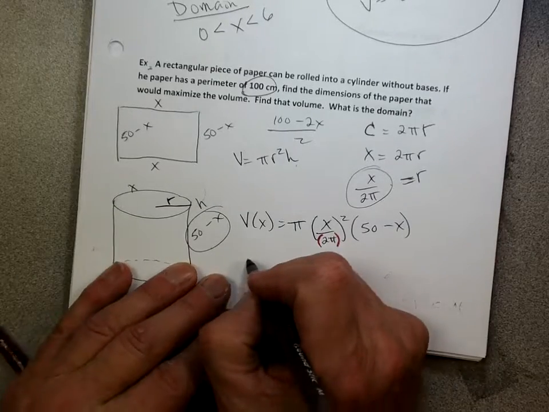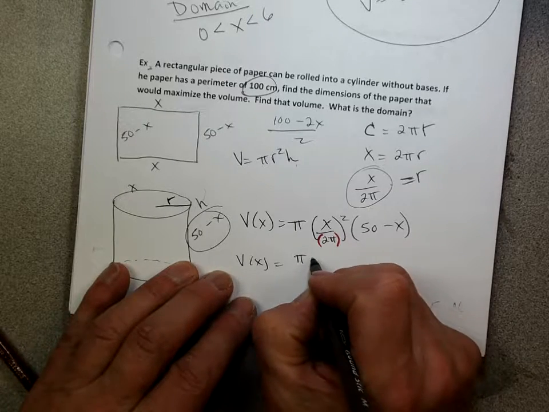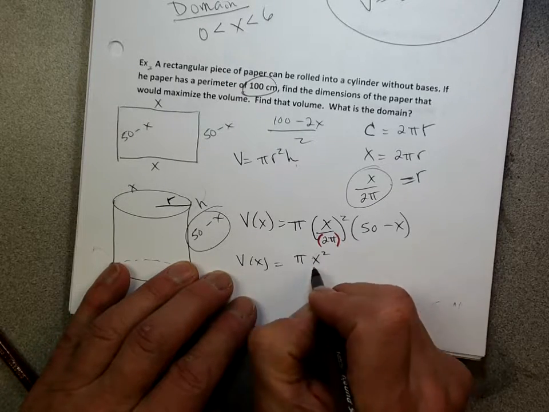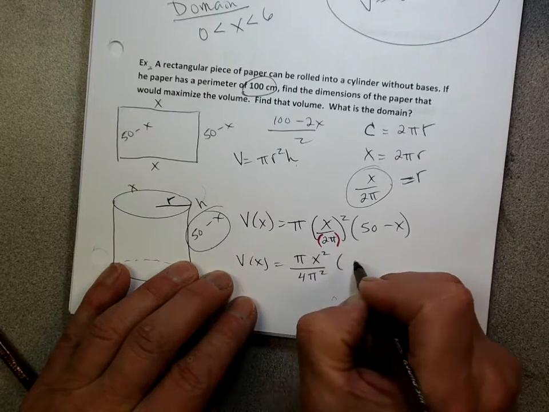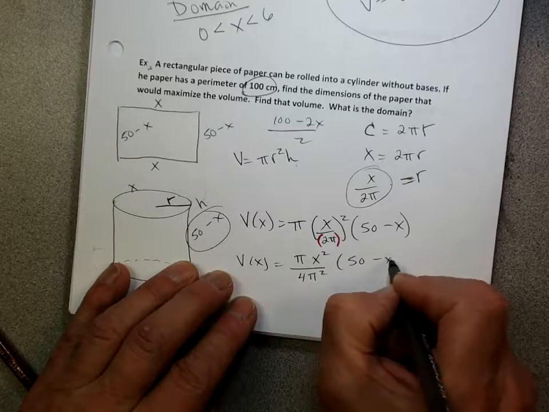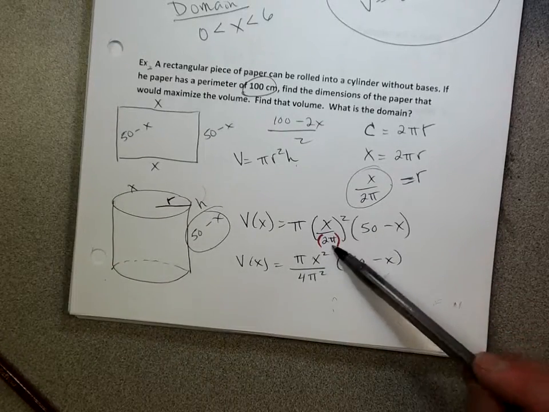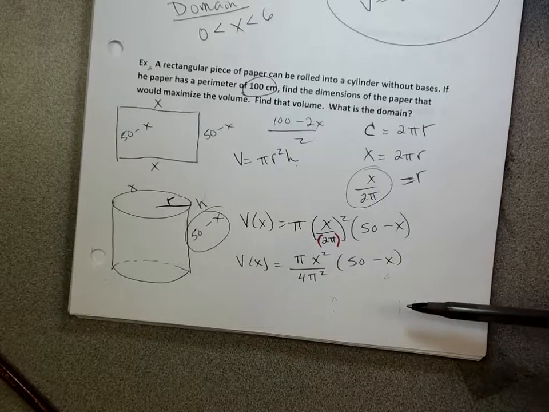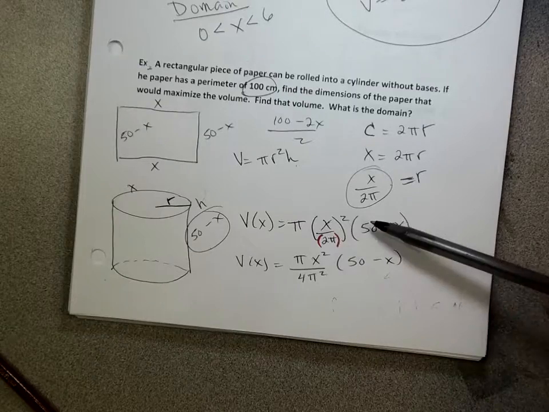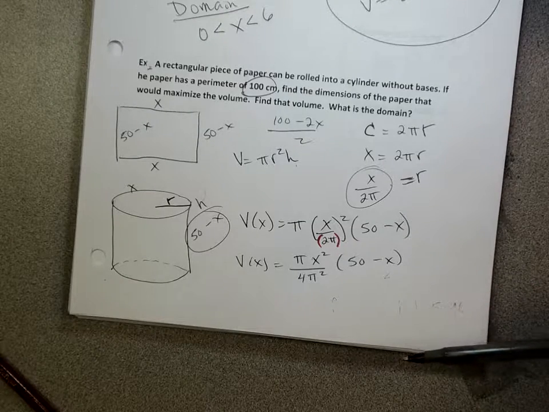If I do a little simplification, V of x is equal to pi times x squared over 4 pi squared times 50 minus x. Okay, so I squared the x and I squared the 2 pi. When I square the 2 pi, I get 4 pi squared. So I'm going to make it an x squared and a 4 pi squared.